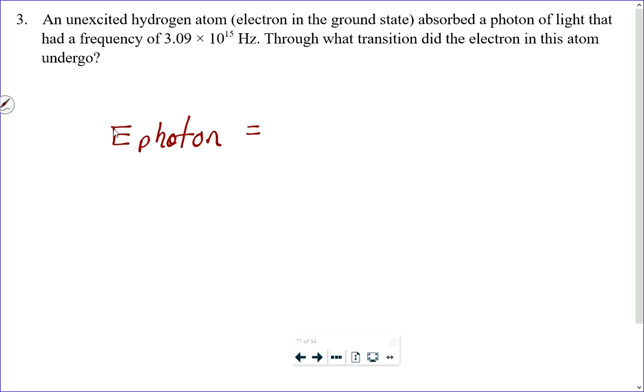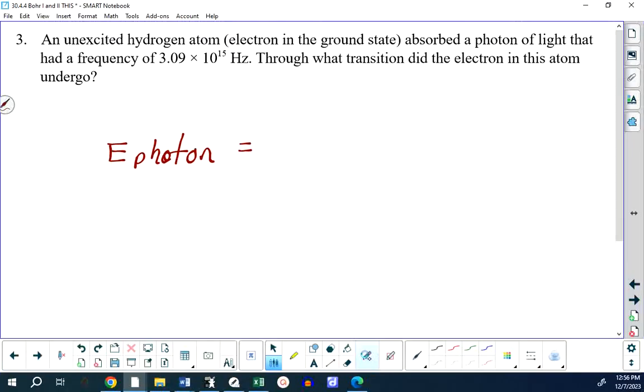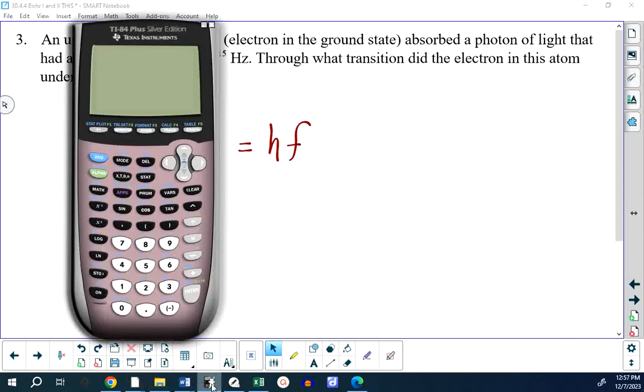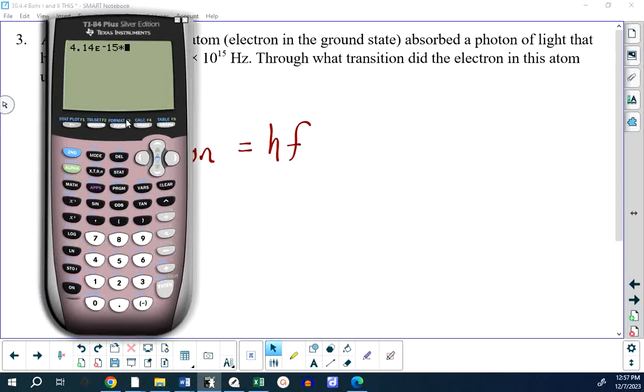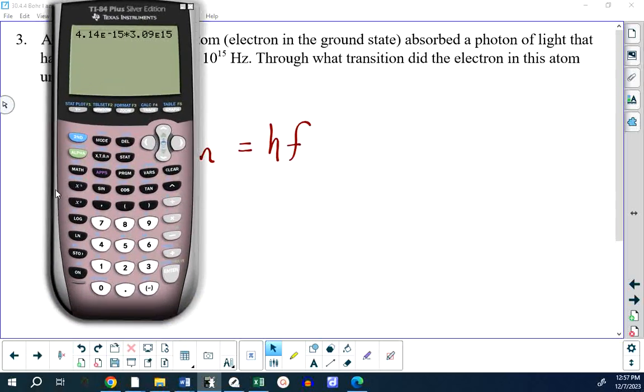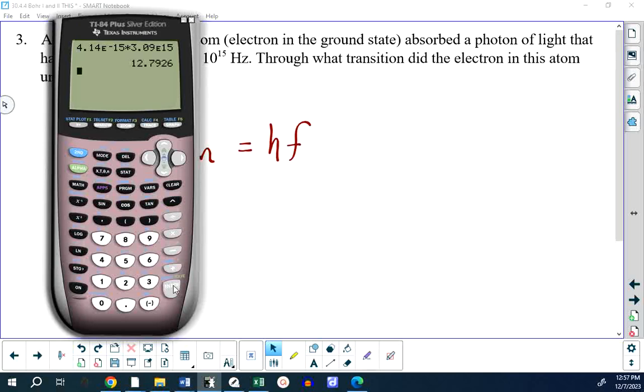Since we're working here, Charlie, off of the ones that have eV, we're going to calculate the energy of this photon in electron volts. And you're going to do that using hf. I mean, we use hc over lambda so often, but sometimes hf is the way to go. And I need to take Planck's constant and multiply by that frequency, which gives me 12.8 eV.